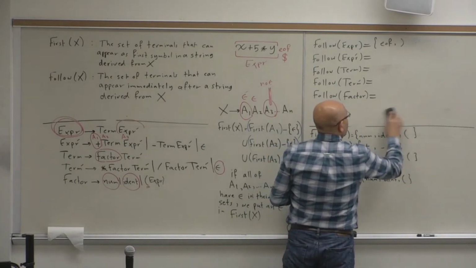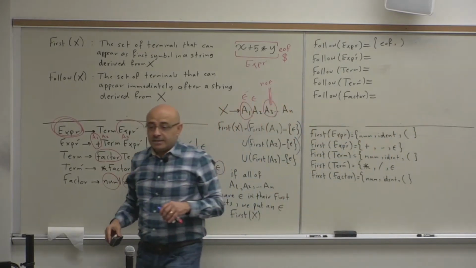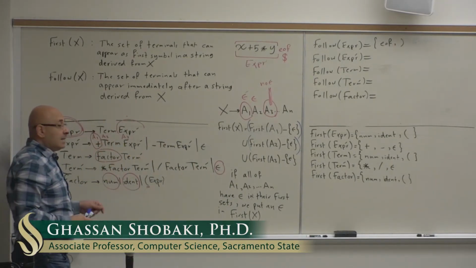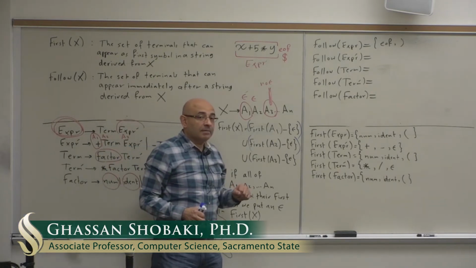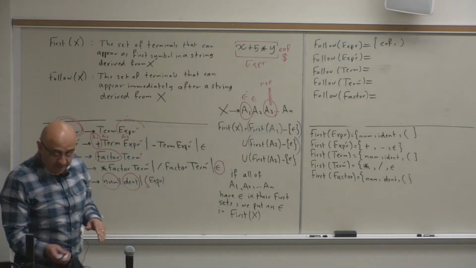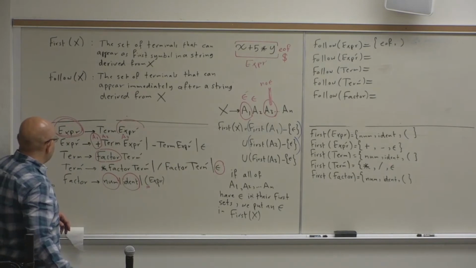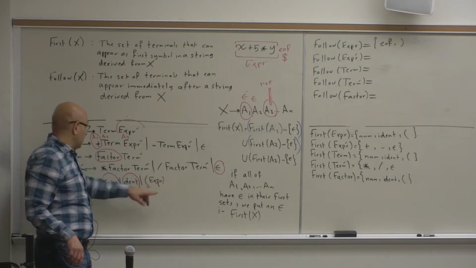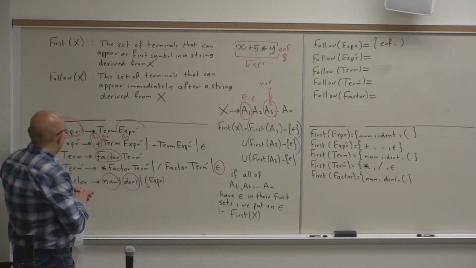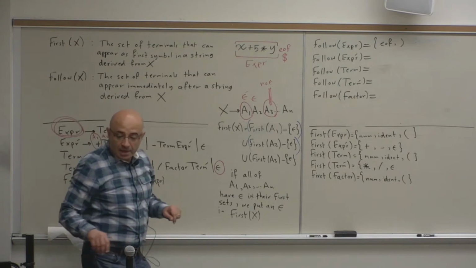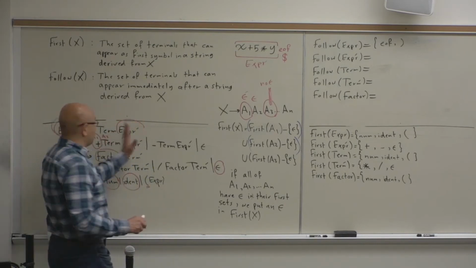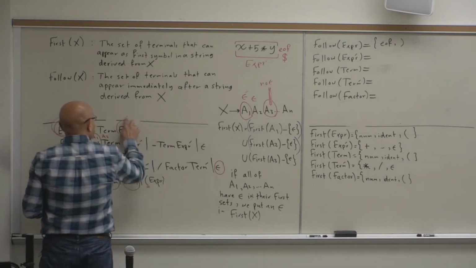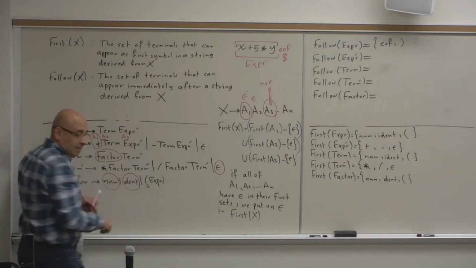Now the rule for finding the follow sets is: scan for that variable on the right-hand side and see what comes after it. So for expression, we scanned and we only found this, and what comes after it is closed parentheses. And then we are done with expression. Now next we go to expression prime. We scan for expression prime on the right-hand side, and we see what comes after it. Here we find expression prime.